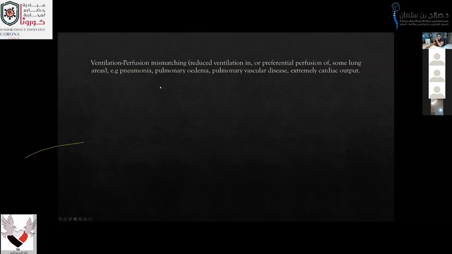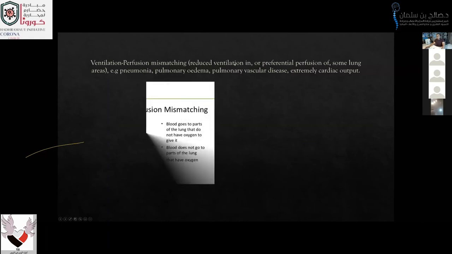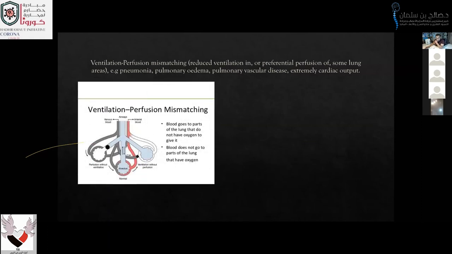Ventilation-perfusion mismatching. Here, in this case, we have an alveolus, venous blood, arterial blood. You have a block in the bronchioles, which bring the air to the alveolus. The blood comes and goes without any gas exchange.